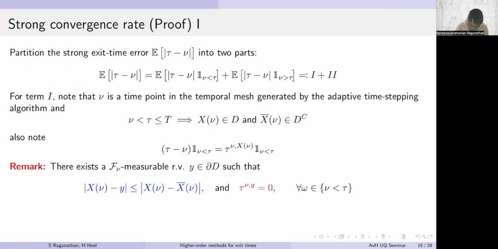And it is important to note that the difference between the exit time of the actual process and the exit time of the numerical process, times the indicator function of the numerical exit time being less than the actual exit time, can be written as such. So what does this basically mean? I'll show it in an upcoming image.